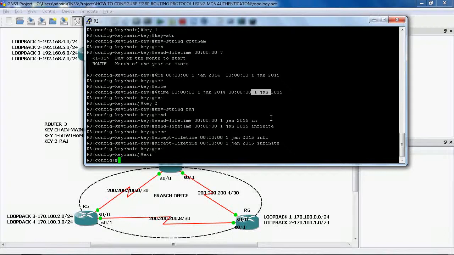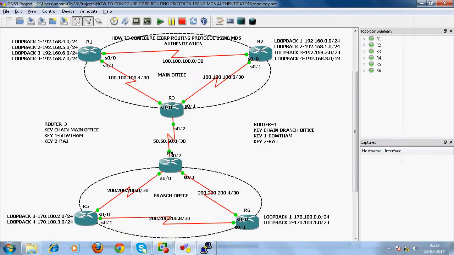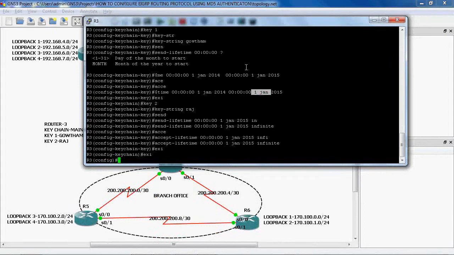Relationship. Okay, now we can create the keychain and assign key 1 and key 2, assign the name of the key, and accept the lifetime and send lifetime, etc. Okay, now we can create the authentications. So we can go to that particular interface.